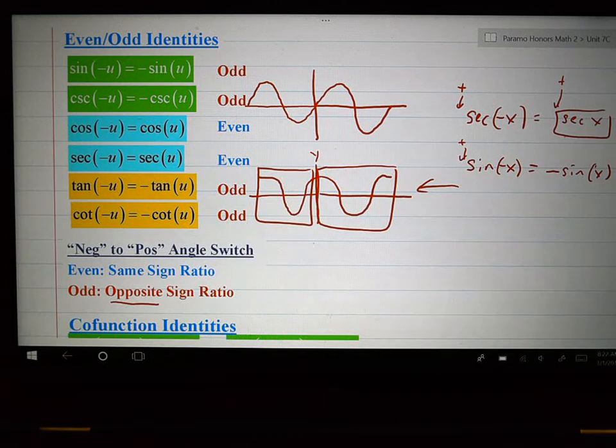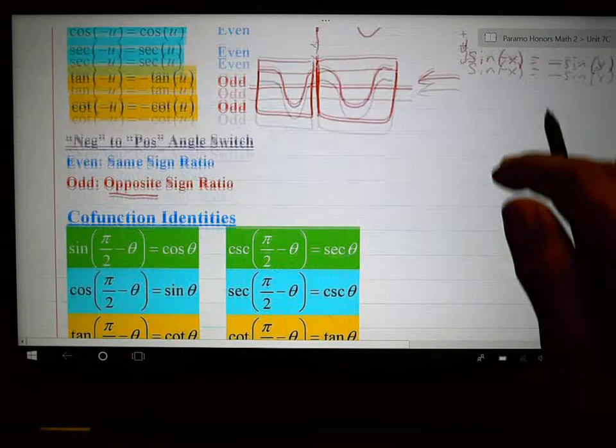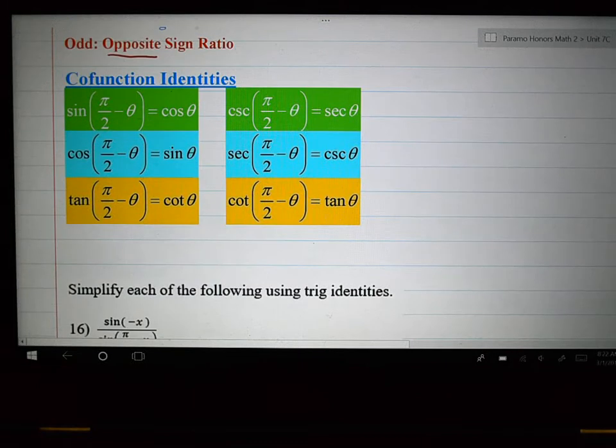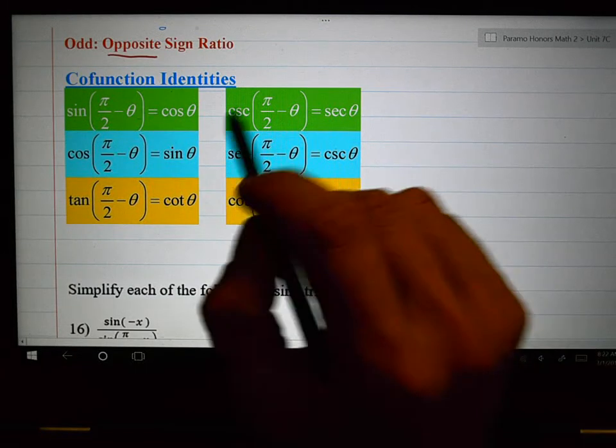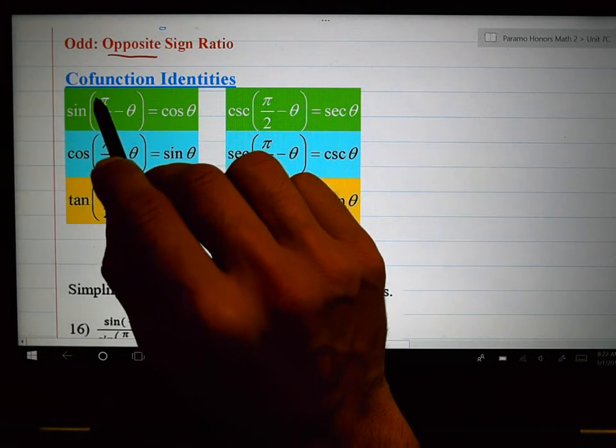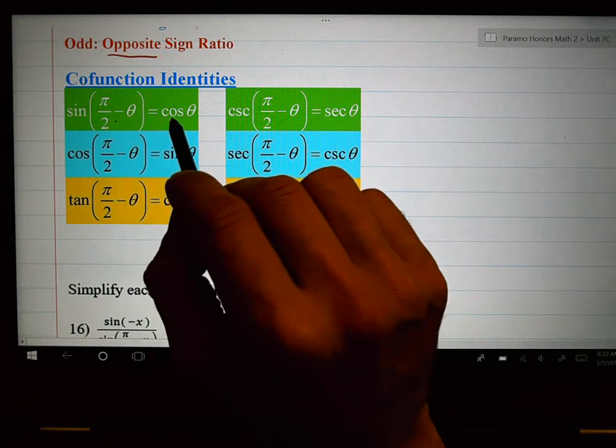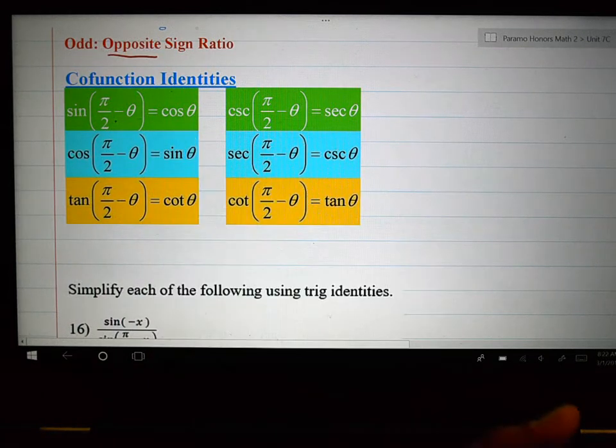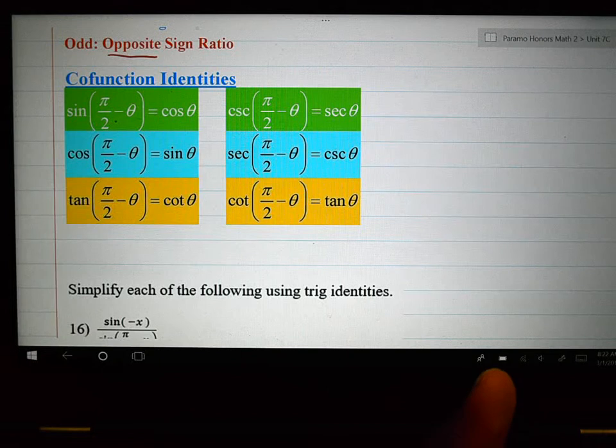You always write your angle in terms of a positive angle. The other things that we're going to do is sometimes you're going to see things like this. The sine of pi over 2 minus theta is equal to cosine of theta. They are so similar to each other, sine and cosine. They're just shifted by pi over 2 or 90 degrees from each other.